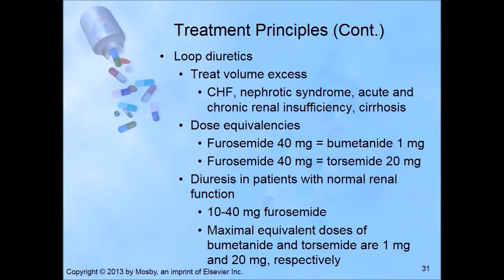Loop diuretics are also effective in the removal of excess fluid in ascites and chronic kidney disease. In patients with normal kidney function, the maximum effective dose in the treatment of cirrhosis is 40 milligrams of furosemide, 1 milligram of bumetanide, and 20 milligrams of torsemide. Doses are higher in the treatment of nephrotic syndrome, where 120 milligrams of furosemide, 3 milligrams of bumetanide, and 50 milligrams of torsemide are used.